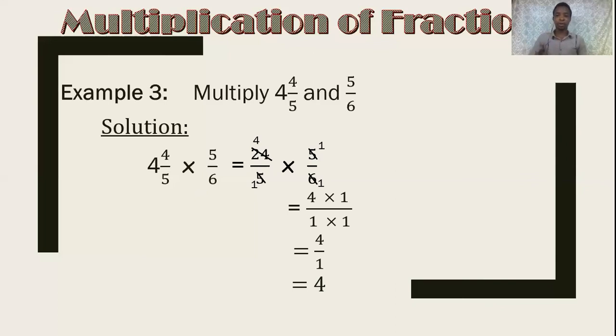One final thing before we end this video is, in case you're having a whole number multiplied by a fraction, say you're having 4 times 3 over 8, always make sure that you change your whole number to a fraction to avoid confusion. That means I would say 4 over 1 times 3 over 8.